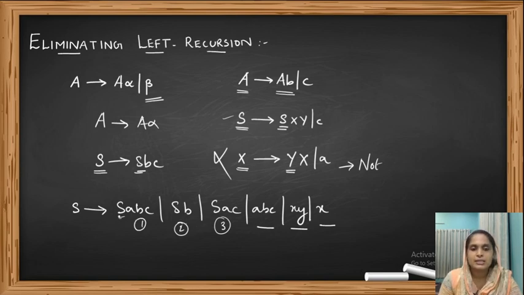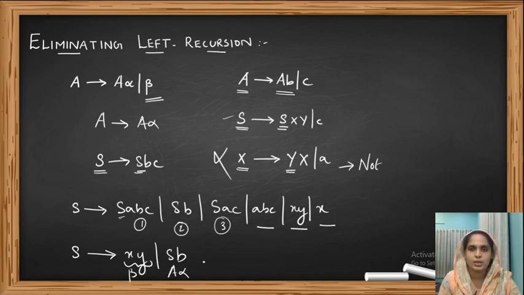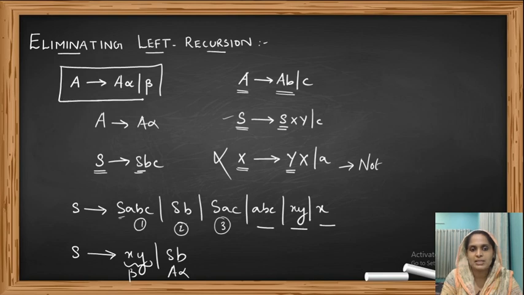That means it doesn't require that the first production should be left recursive. If the production is S produces X Y bar S B, then also we can say that this production is left recursive because the order is not important. Here we can consider S B as A alpha and X Y as beta. Okay. So in general, if any production is of the form A produces A alpha bar beta, then that grammar is left recursive.